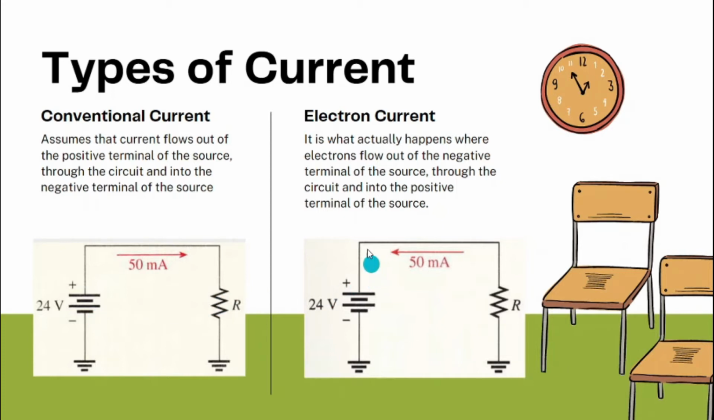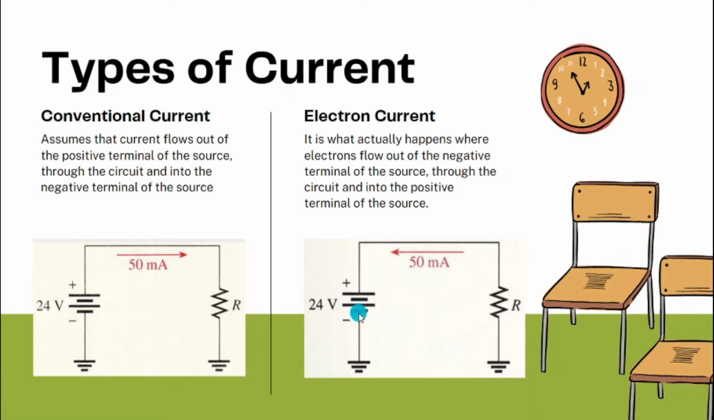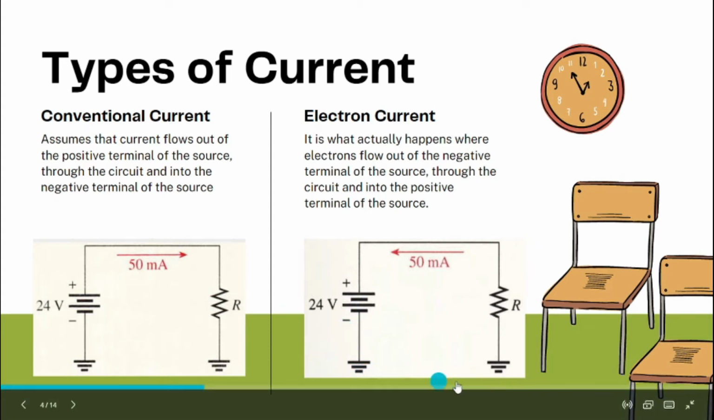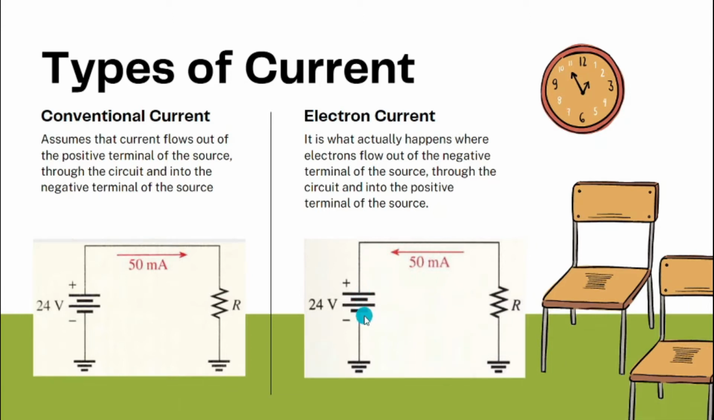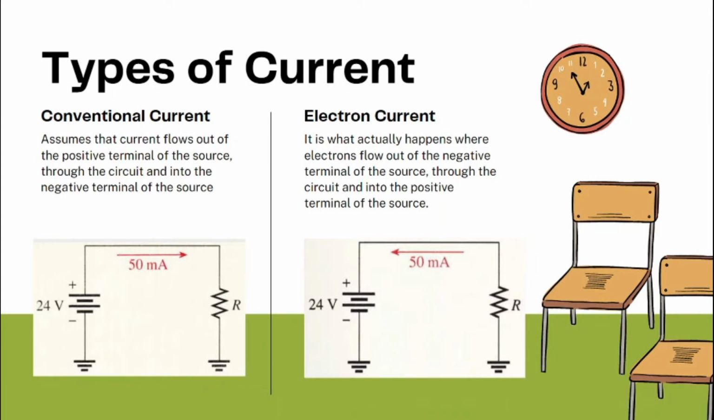Well, for electron current, it is actually what happens where electrons flow out of the negative terminal of the source through the circuit and into the positive terminal of the source. This means that electrons, since this is called electrons, the negatively charged particles, marapat lang na dito siya magsimula. The negative terminal of our battery, and then it flows through our circuit, then back to the positive terminal of the battery. Ito yung talagang nangyayari in actual. Okay, so the flow is counterclockwise in this. So this is the electron current.